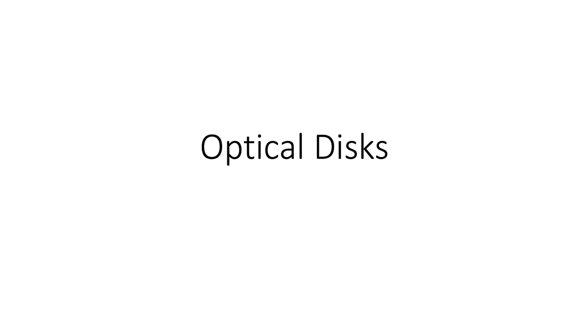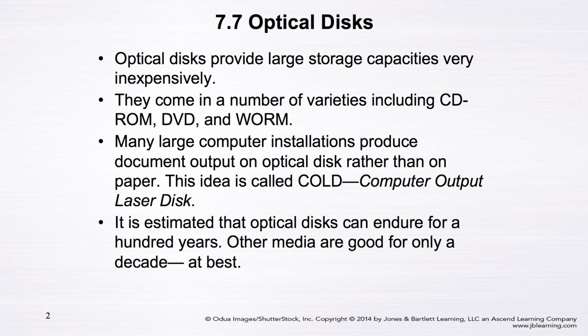So in this video, I want to talk about optical disk. Optical disks provide large storage capacity in a very inexpensive way. Basically, they come in a number of varieties, including CD-ROM, DVD, and WORM. Many large computer installations produce document output on optical disk rather than paper. This idea is called COLD, that's computer output laser disk.